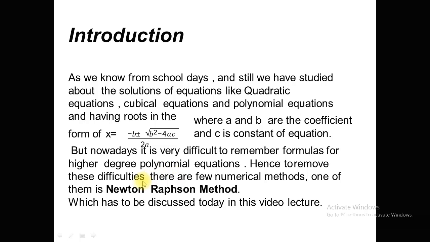Hence, to remove these difficulties, there are a few numerical methods. One of them is the Newton-Raphson method. The other methods are the bisection method, secant method, false position method, and fixed point iteration method, and inshallah we will discuss all these methods in the coming video lectures. What has to be discussed today in this video lecture is the Newton-Raphson method.